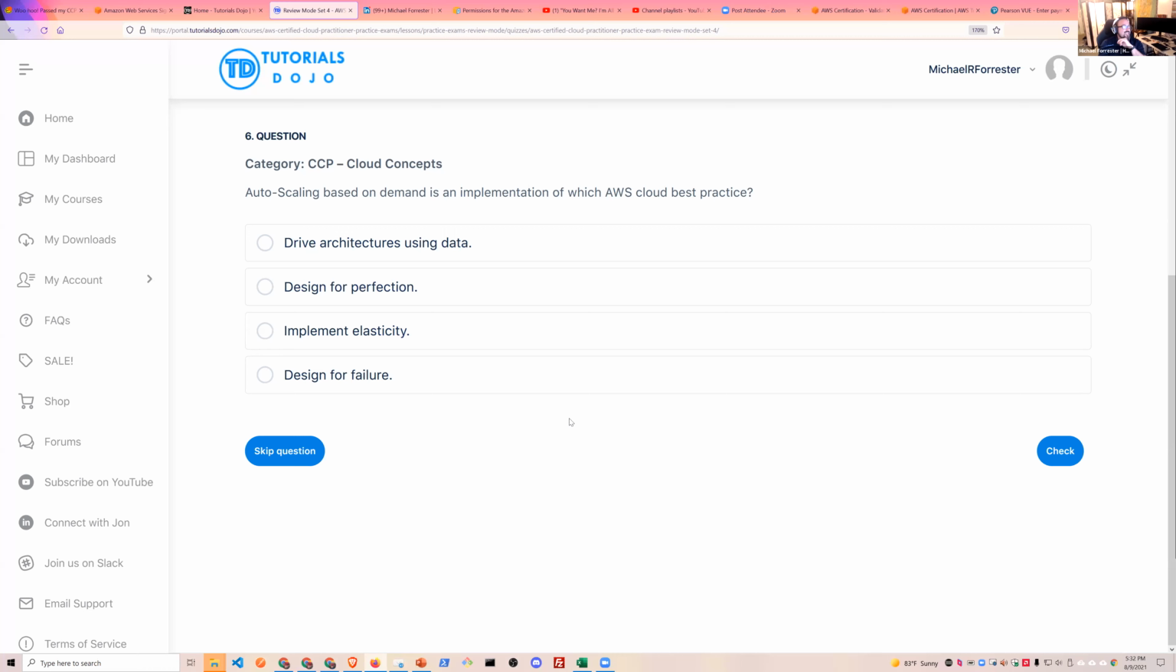So, auto scaling is based on demand. Based on demand is an implementation of which AWS best cloud practice? What does auto scaling allow you to do with EC2 instances? Design for perfection. That's one of my favorites because that's like the lowest standard, because it doesn't really exist, right? I see that a bunch of you put 3, implementing elasticity. That's accurate.